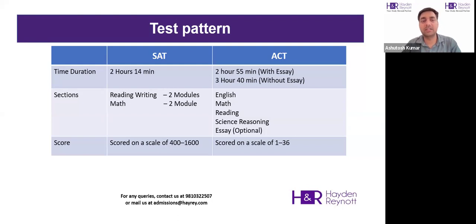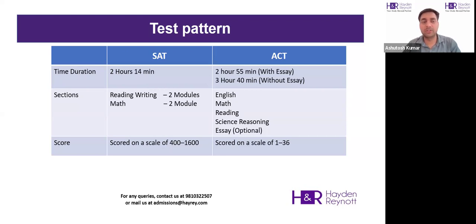When we talk about the sections, in the SAT we have the reading and writing section. There are two modules of reading and writing, and two modules of maths. In the ACT, we have English, maths, reading, science reasoning, and essay, which is optional. So science is an additional subject here, but it's not pure science. You don't have to do anything with science there. You'll be getting passages and information, tables, graphs based on science research, and based on that, you have to answer the questions which have been asked.